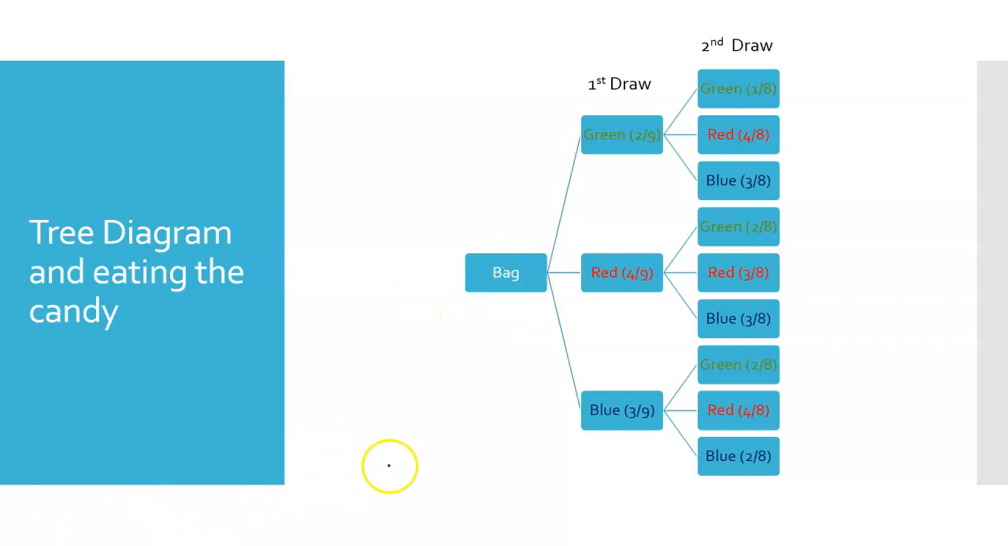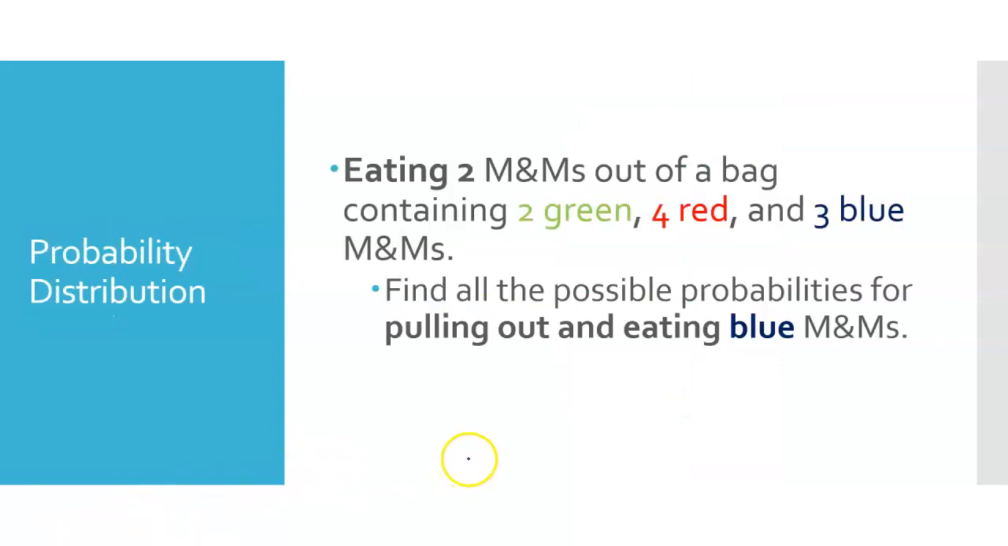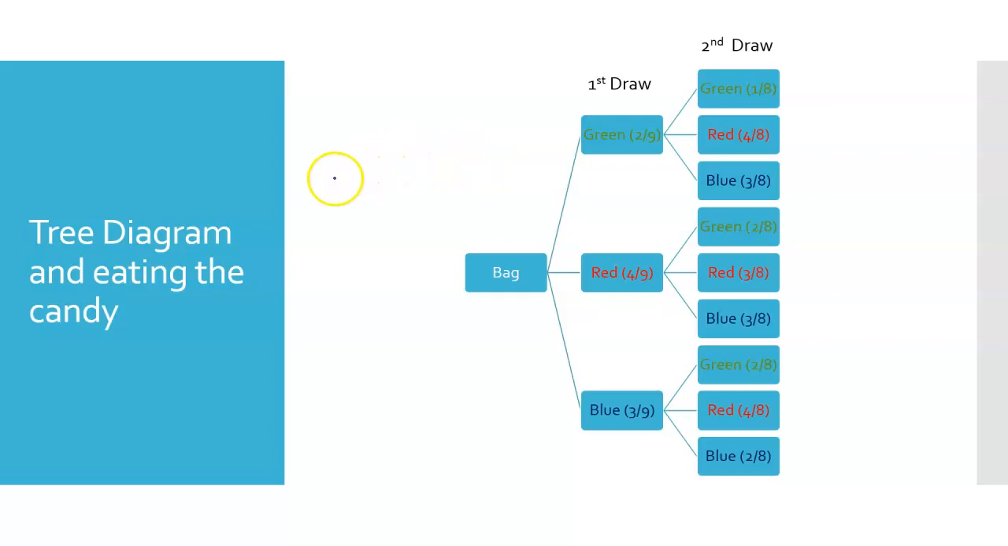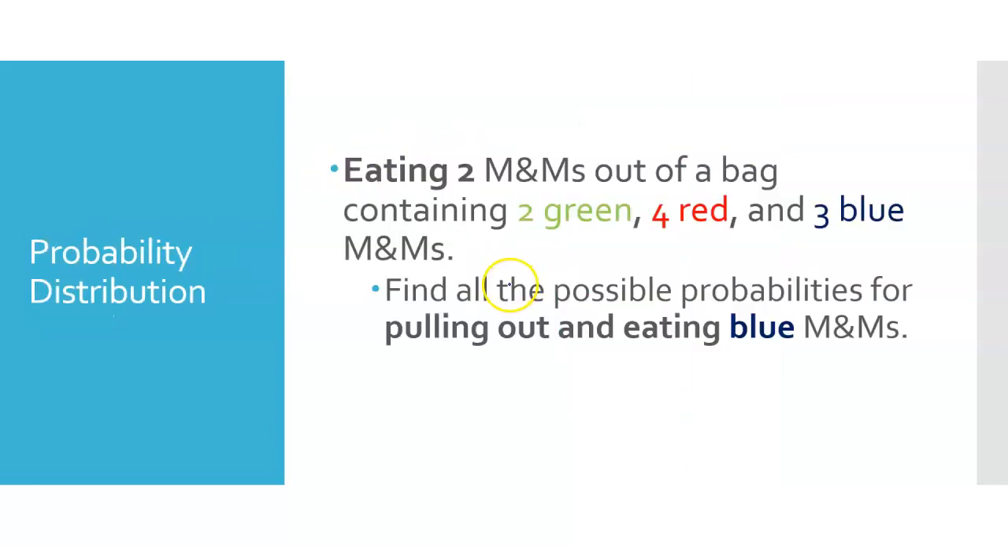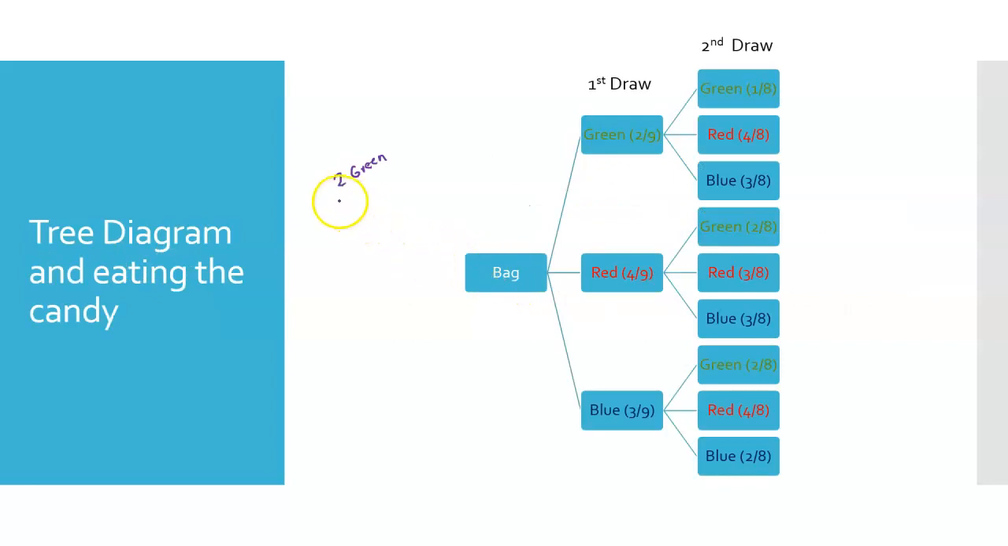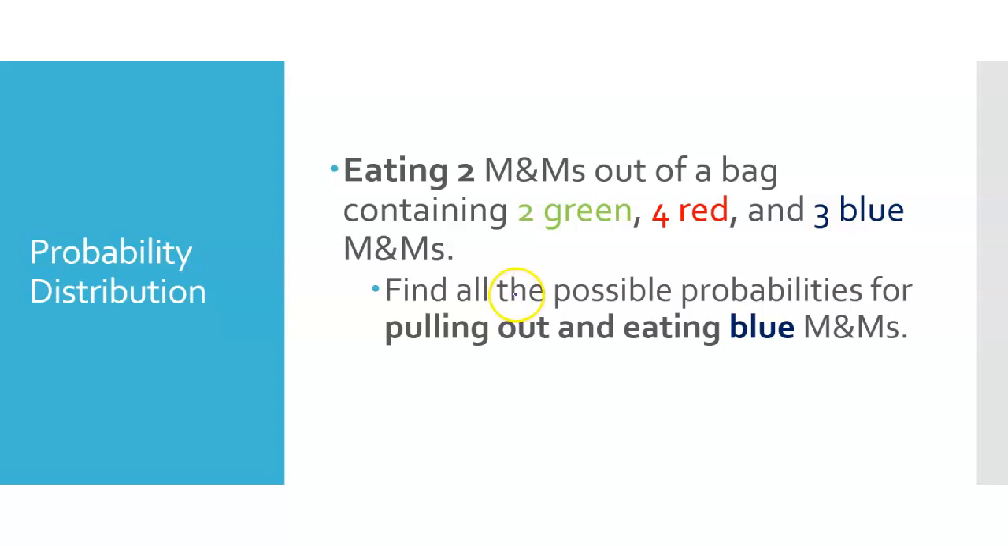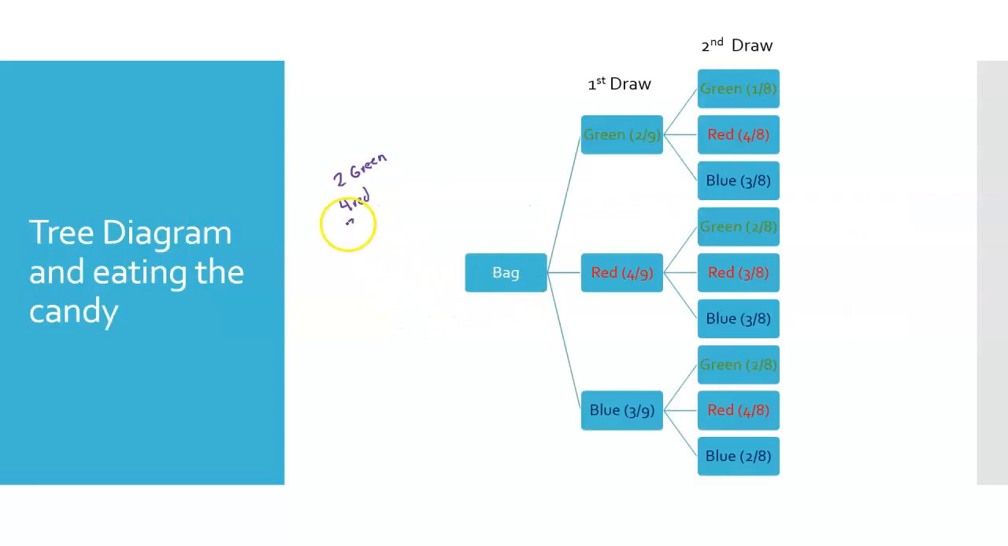Let me just go back. Let's see, 2 green. Just write these down. 2 green, 4 red, and 3 blue. All right, so that's what's in our bag. So we have 9 candies in our bag, total of 9 in our bag to start with.